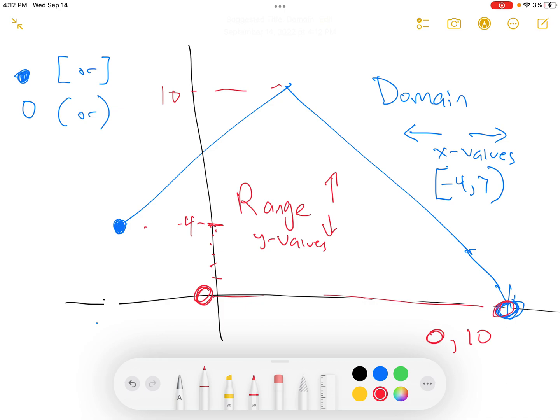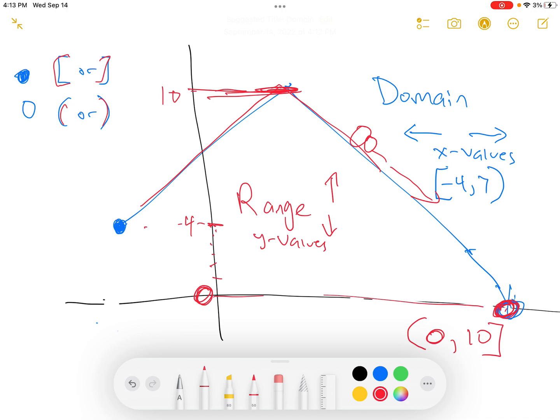Now, on the bottom, we got to think about what kind of brackets we use. Do we use these or do we use these? And because it doesn't include 0, we're going to do that. That means the lowest it gets is something like 0.0000001, but it never actually touches 0. And in terms of how high we go, all the way up to 10, and we actually will reach 10. So this roller coaster will actually get up to 10, and it'll go down there. So we include that bracket. So the range is parentheses 0, 10 square bracket.